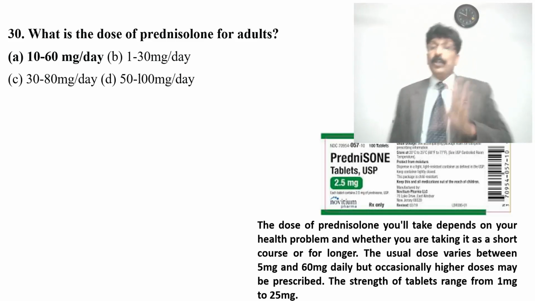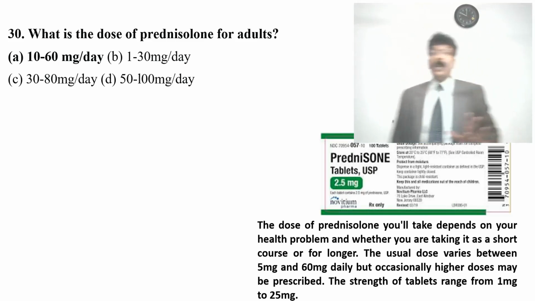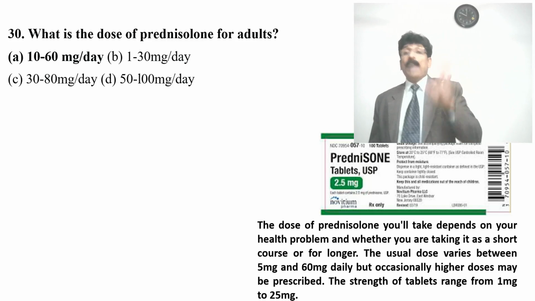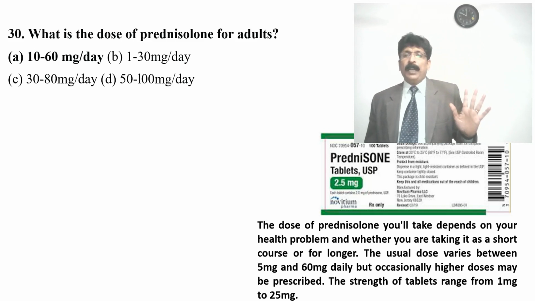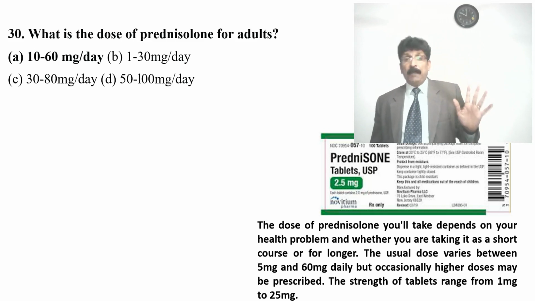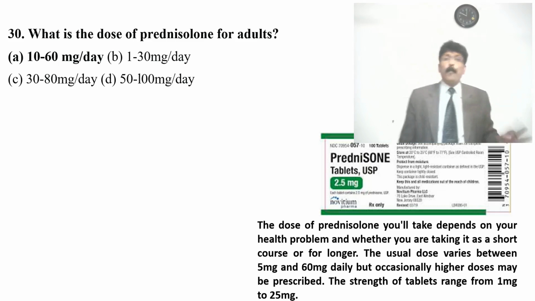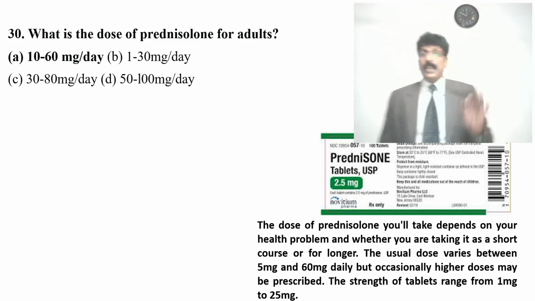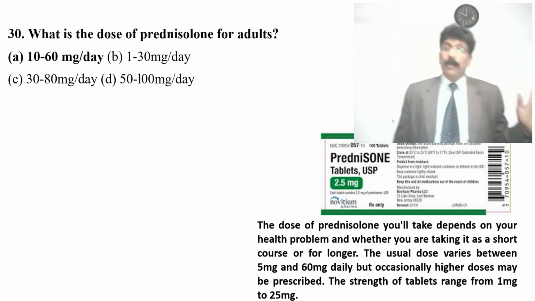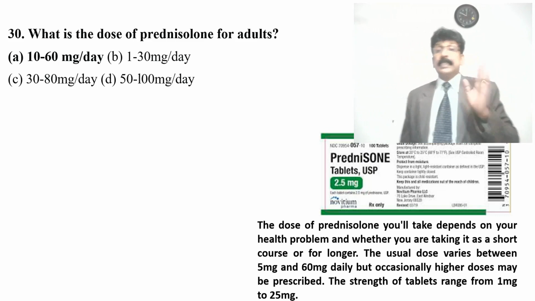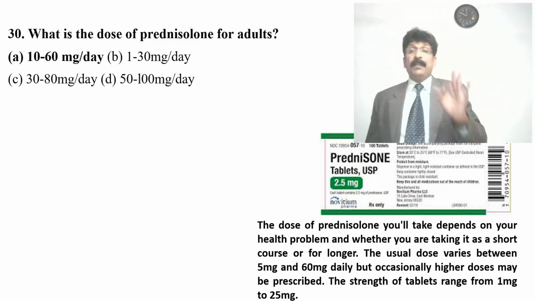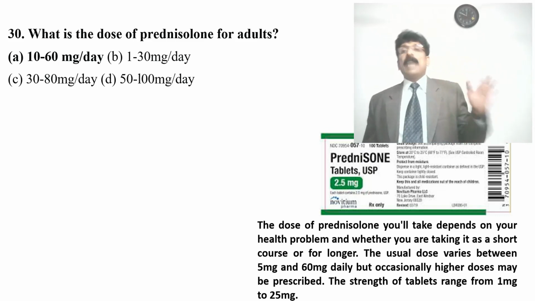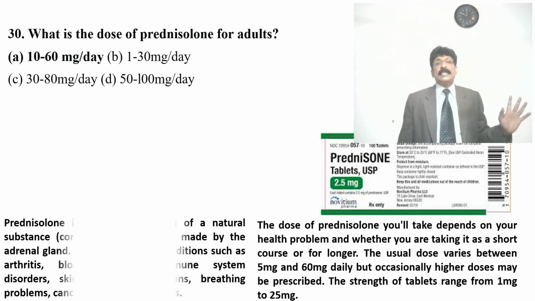You can see that this prednisolone tablet which is available is 2.5 milligram, available as tablets USP. So for 2.5 milligram tablets, if a person needs 10 milligram, they may give 4 times a day, or you can see 3 times a day can be given in the initial stage. The dose can be increased per day up to 60 milligram.